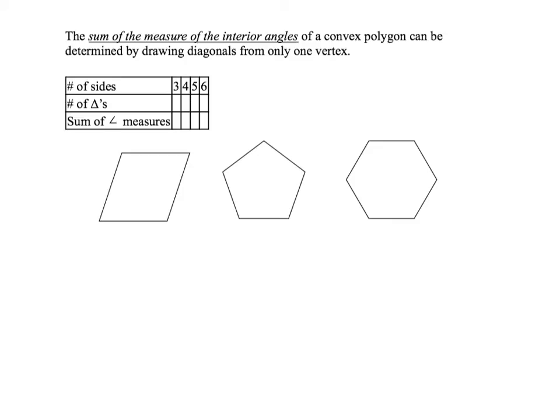When we talk about our polygons, you guys, we're going to talk a lot about the sum of the measures of interior angles. Remember, interior means that we're looking at their angles in the inside here. So if I want to find the sum of the measure of the interior angles of a convex polygon, we can do this a couple different ways. First, I want to start off just by simply drawing our diagonals from any vertex.